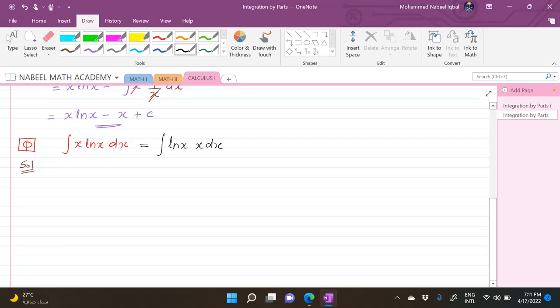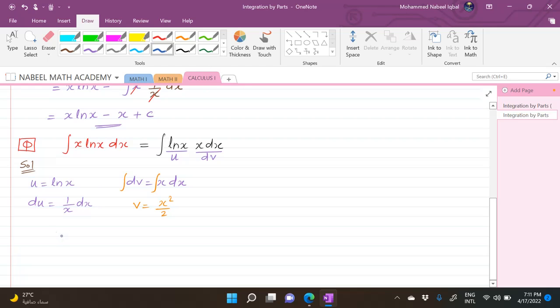So just I will swap in the correct form. Now we can take this one as u, because you have to give ln as the first preference for taking the u value. Now I will take u equal ln x and dv equal x dx. And here, if you differentiate, you will get du equal 1 over x dx. And if you integrate both sides, what happened? Therefore v equals x squared over 2.